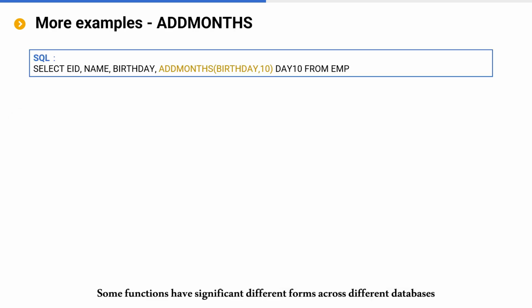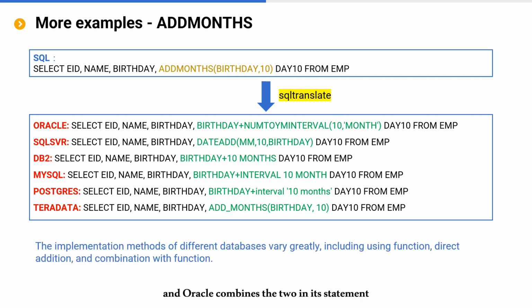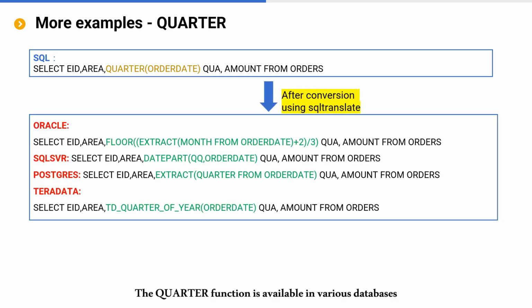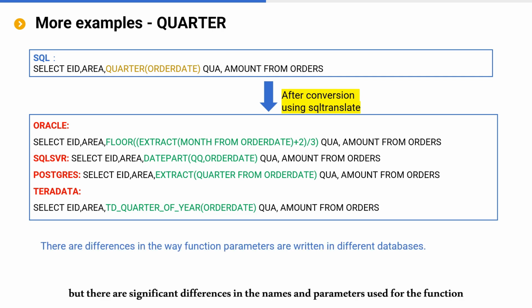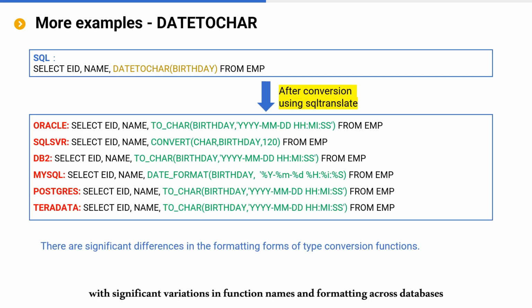Some functions have significantly different forms across different databases. For this example, when adding 10 to the month, SQL Server uses the dateAdd function, while MySQL and PostgreSQL directly add it, and Oracle combines the two in its statement. The quarter function is available in various databases, but there are significant differences in the names and parameters used for the function. There are also different type conversion functions, with significant variations in function names and formatting across databases. These differences can all be addressed using SPL SQL Translate.